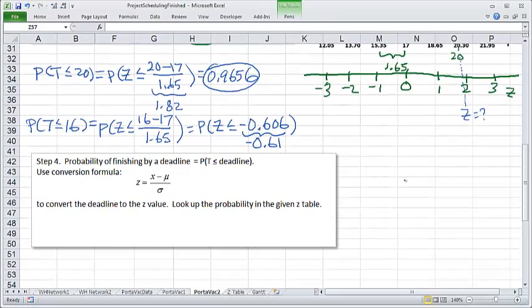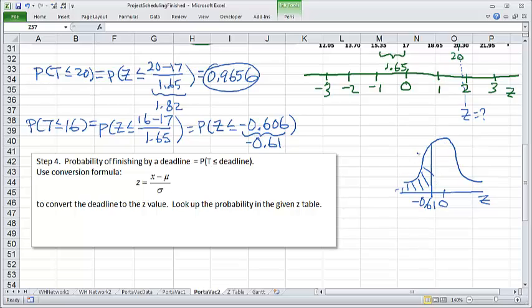So the picture is like this. If this is a z scale here, negative 0.61 is somewhere on the left because in the middle is 0. So here we have negative 0.61, and we're looking for this area. So you know this area is going to be smaller than 50%, smaller than half.